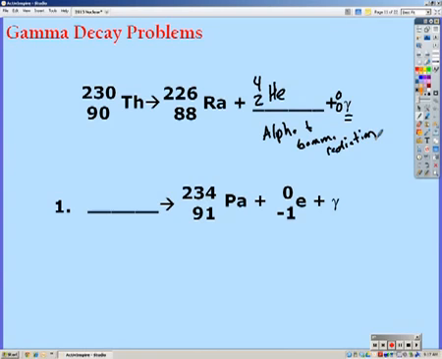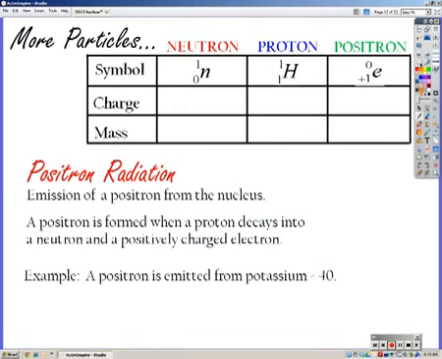Go ahead and pause the video and try the second one on your own. So we have our 0, 0 gamma, so 234 on top, and then 91 minus 1 gives me 90, and 90 is thorium. So in our second example, we had gamma and beta.